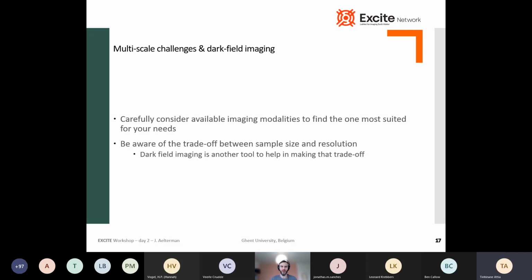And to wrap up, this is also a story about using the image modalities that are at your disposal, and to be aware that you may need multiple ones to deal with the challenges of multi-scale analysis.